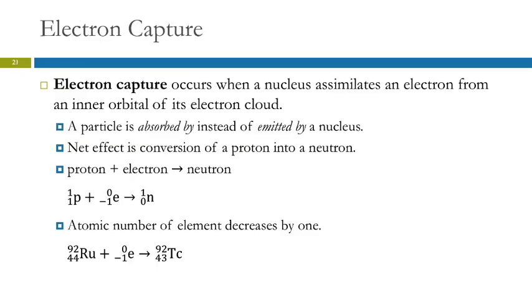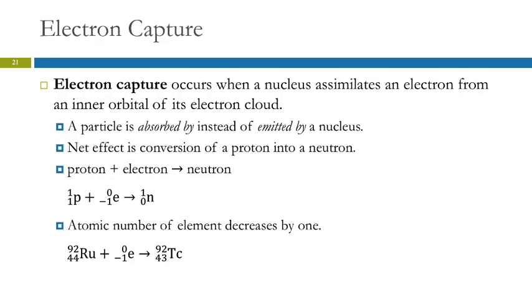If they're both positive, they would probably repel each other. And since positrons are so small, they're pretty much just going to get bounced off. Yeah, it'll just kind of bounce off, probably. So the last one is electron capture.